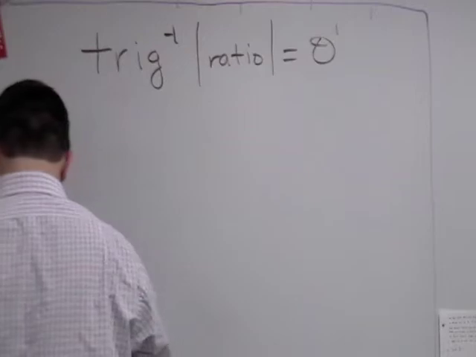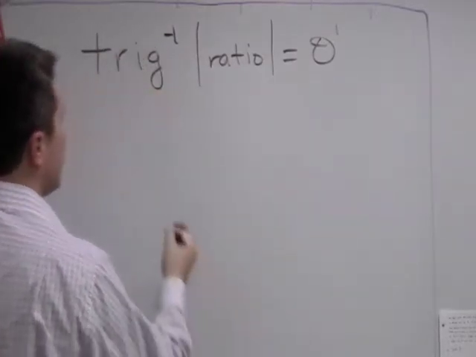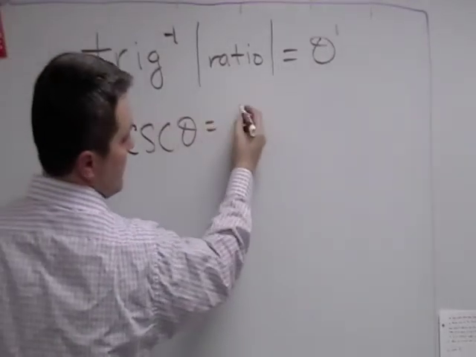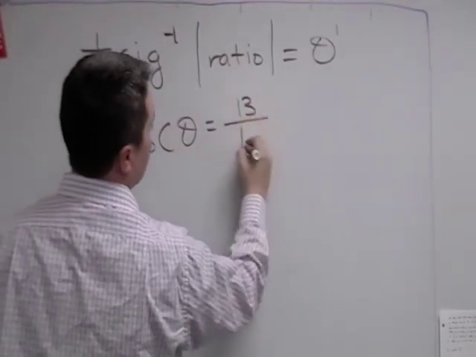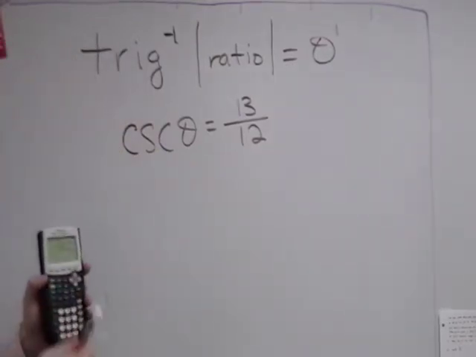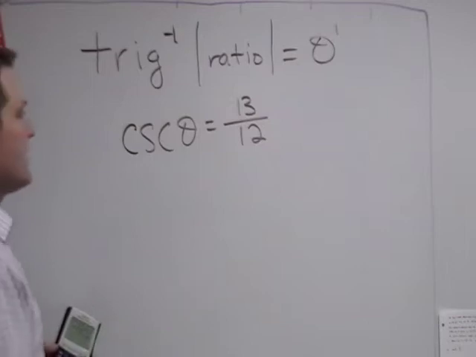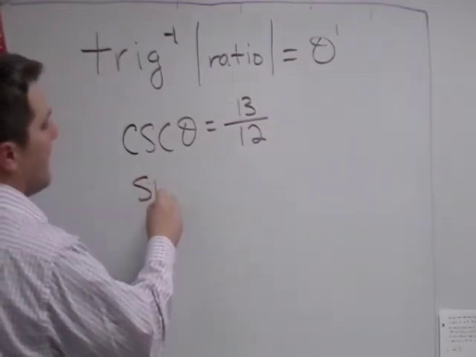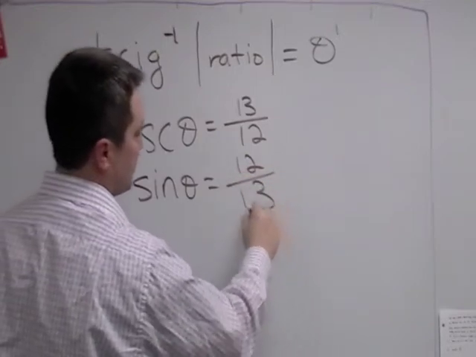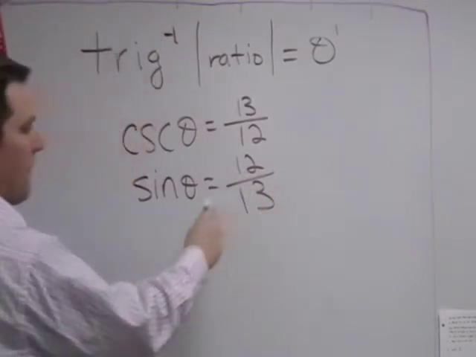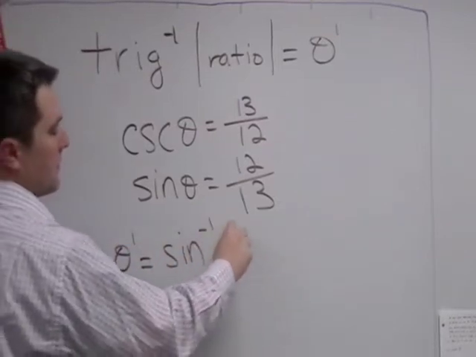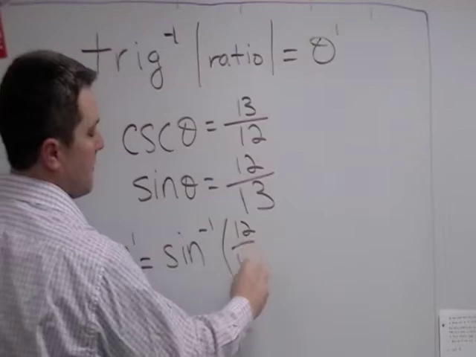All right. Cosecant of theta equals 13 over 12. Obviously, we don't care about that. We don't have cosecant inverse. So what this means to us is that sine of theta is equal to 12 over 13. So to find theta prime, we're going to do sine inverse of 12 over 13.